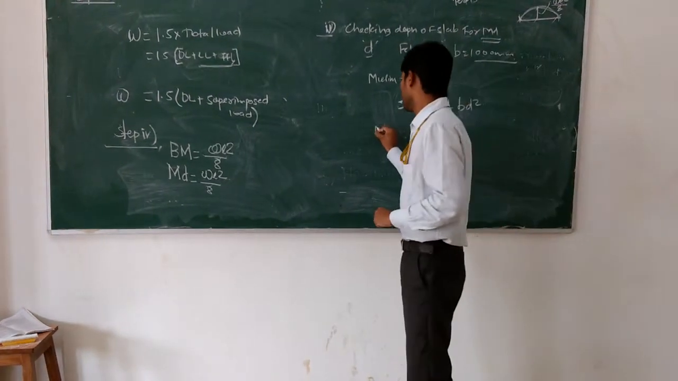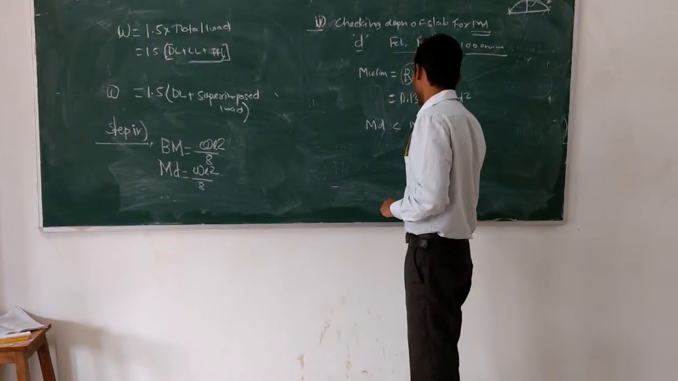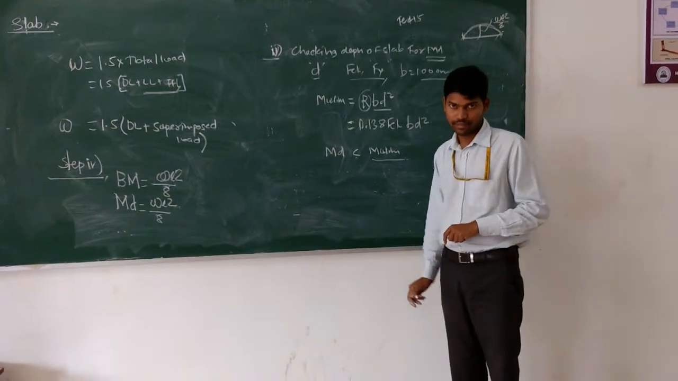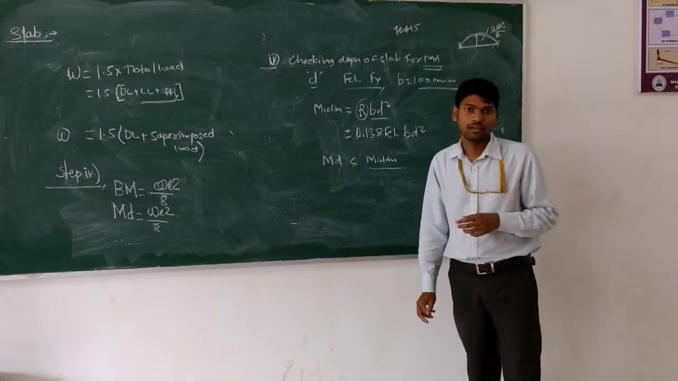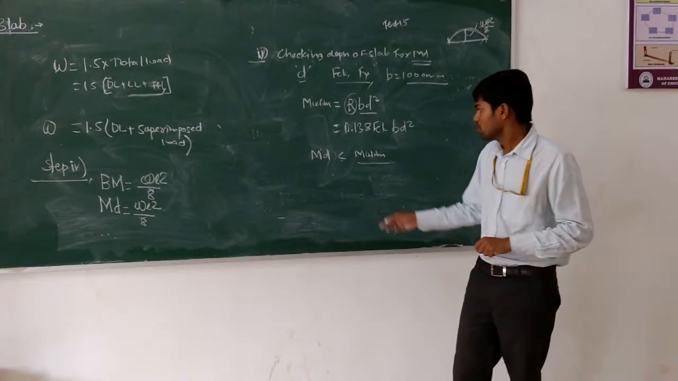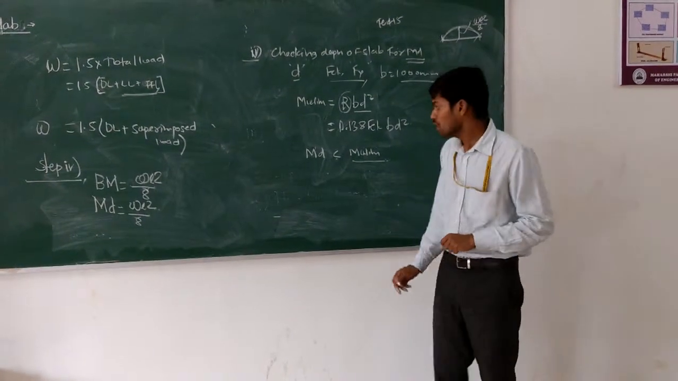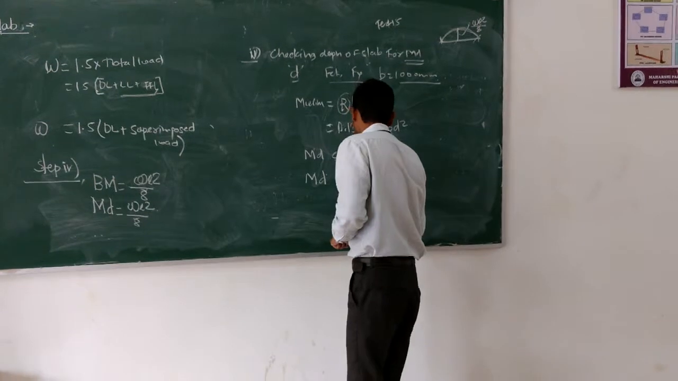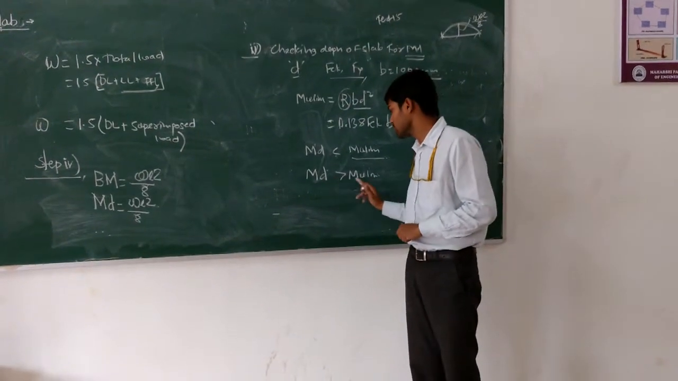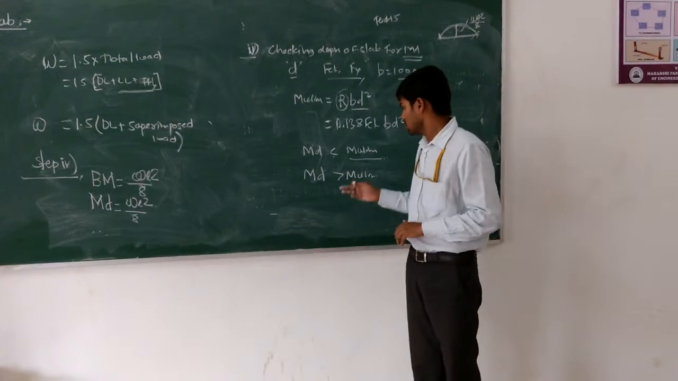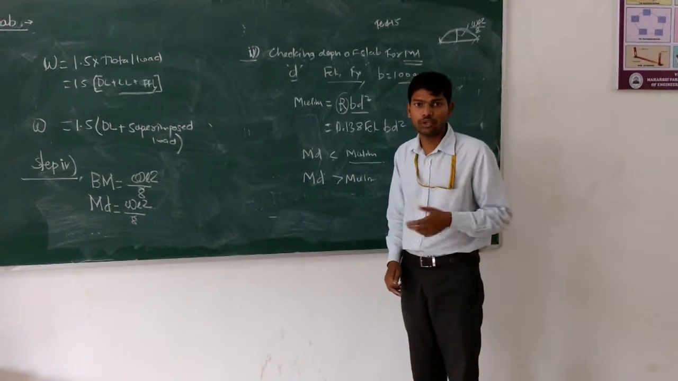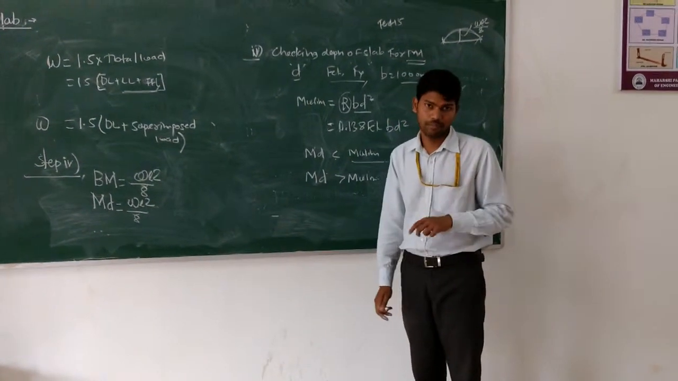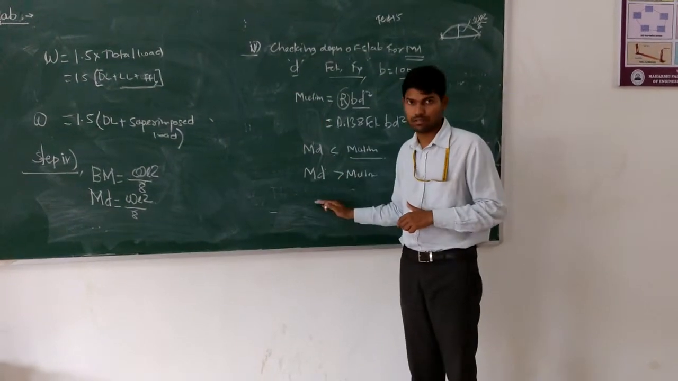If the design moment is less than the moment resisting capacity of the slab, which means the moment resisting capacity is greater than the design moment, the slab is sufficient, or the design depth of the slab is sufficient to take care of this design moment. If the design moment is greater than MU limit, it means the depth of the slab will not be sufficient to resist the design moment or actual moment produced in the slab. So we have to redesign the section in this case.